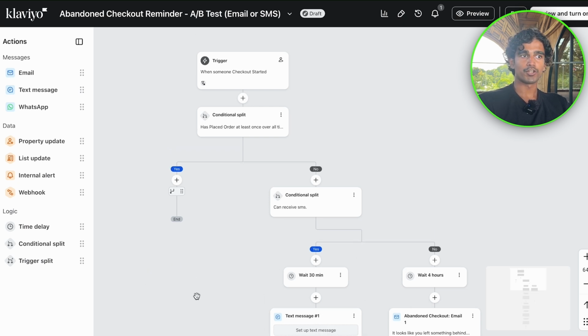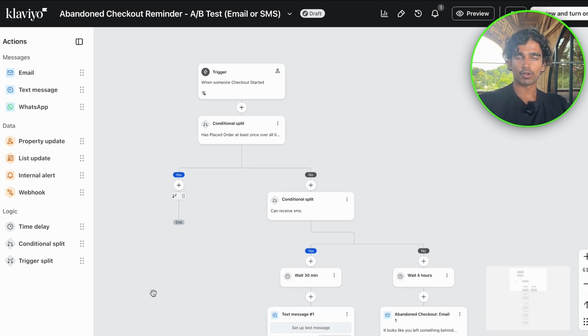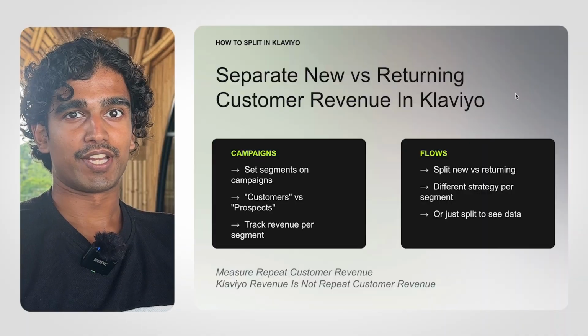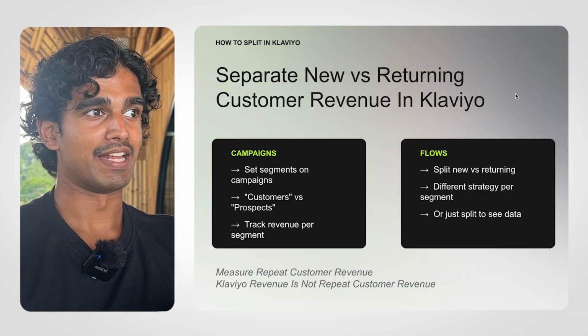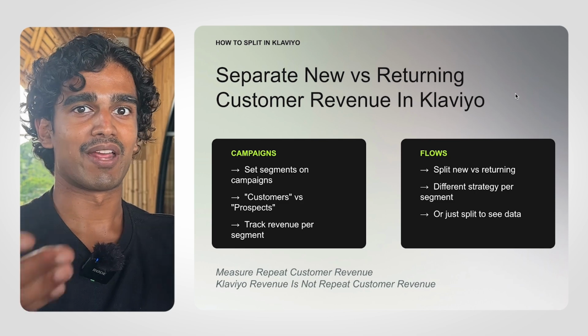And what this is going to show you is that for the left side of this flow, this is going to be your return customer revenue. And for the right side of this flow, this is going to be your new customer revenue. Now, obviously, it's very annoying to click into every single campaign you send and every single flow to find new customer revenue and repeat customer revenue.